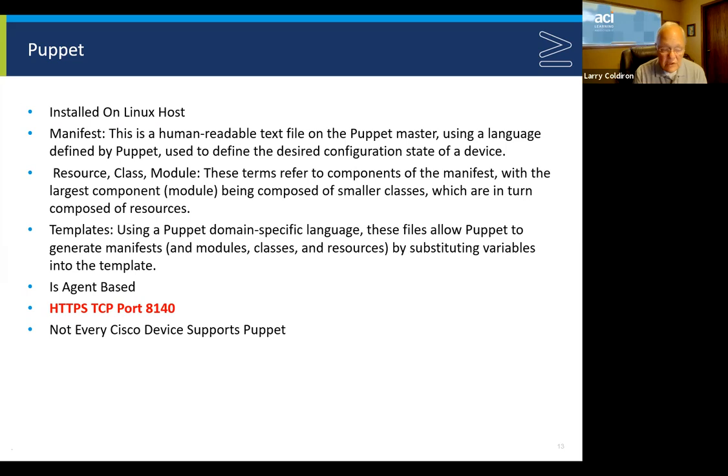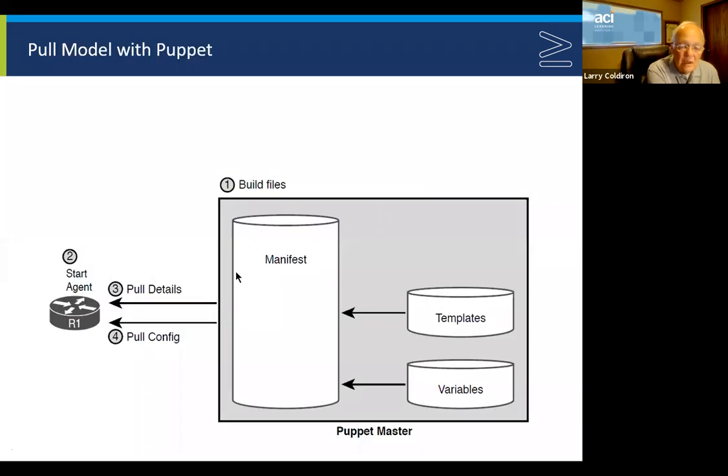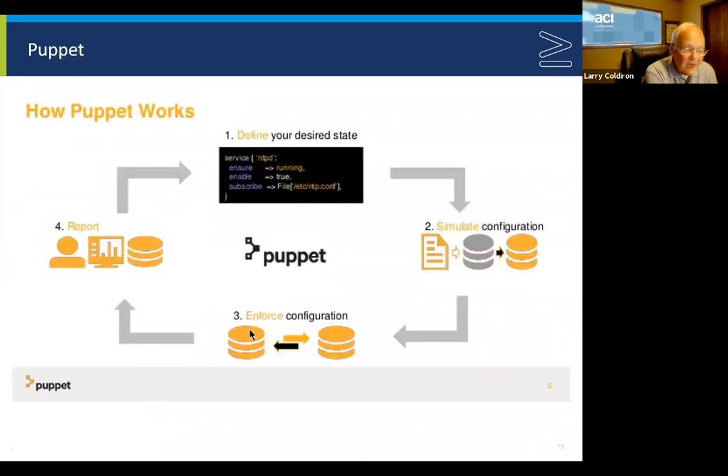And this, not every Cisco device supports Puppet, not every Cisco device supports Chef. You've got to be able to install the agent on the device. So templates, variables, the manifest, pull details, pull config, start the agent. So here we build the files, start the agent, pull the details, and then pull the config from the manifest from the device. And again, each of these can be configured as push devices also.